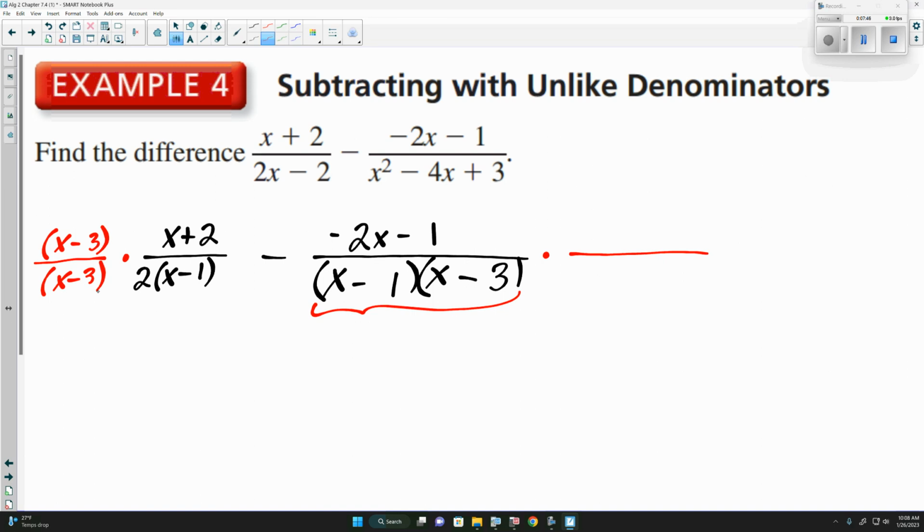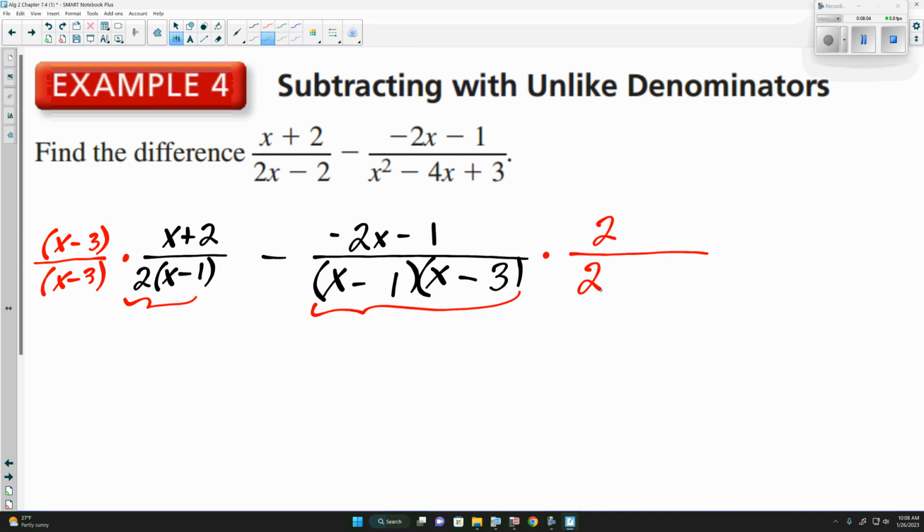Now let's go the other way. What does the one on the right have that the one on the left does not? So 2 over 2, yes? They still both have that x minus 1. They now both have the x minus 3. So that's it.